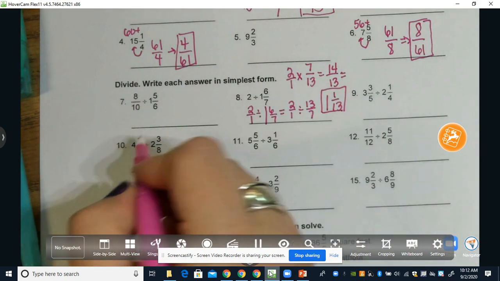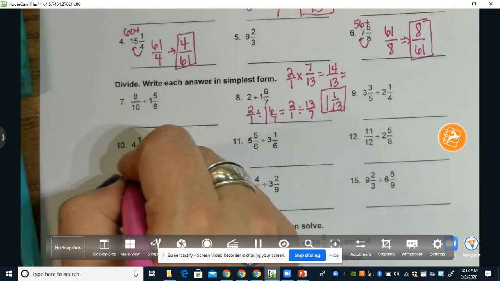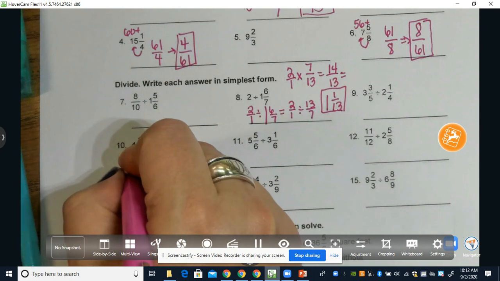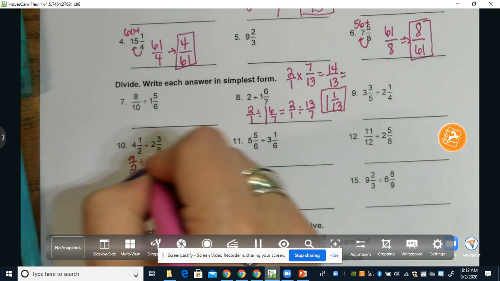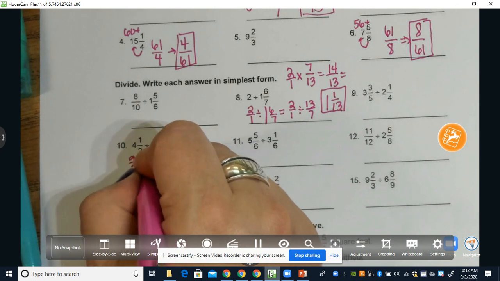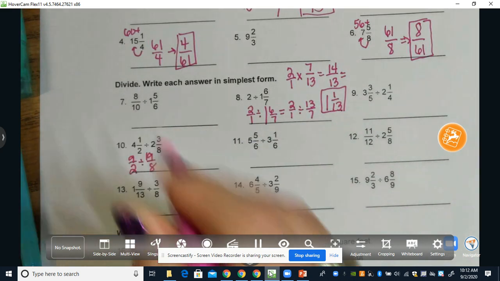Number 10, I'm just going to go ahead and change them right quick. So that's 2 times 4 gives me 8, plus 1 gives me 9, so that's 9 over 2, divided by 16, 17, 18, 19, 19 over 8.